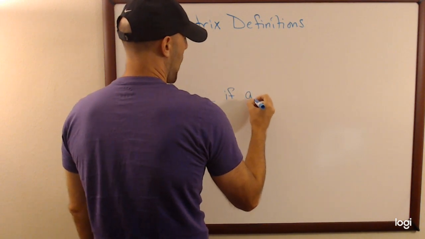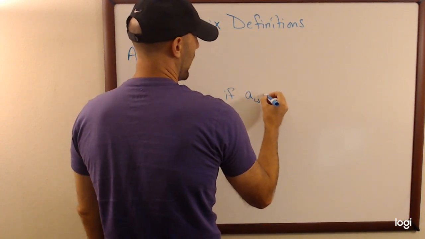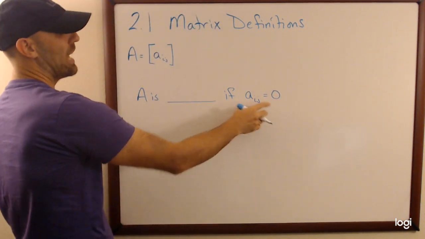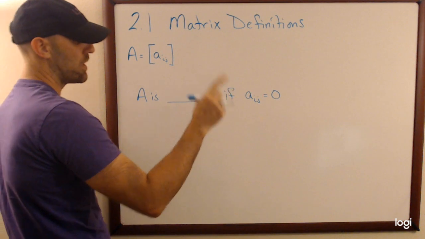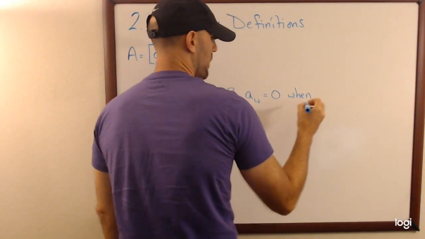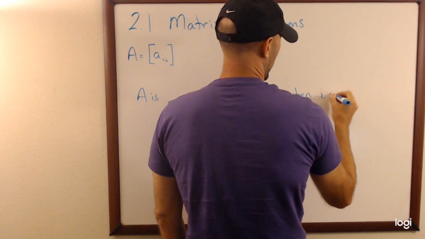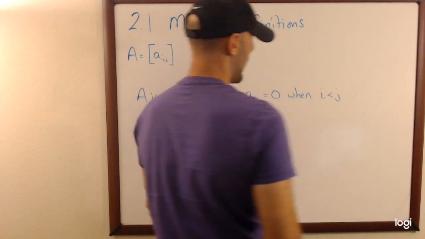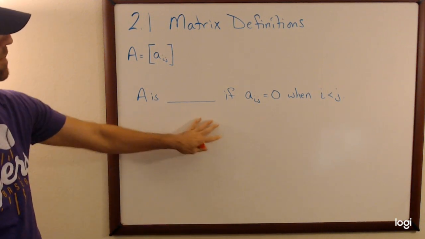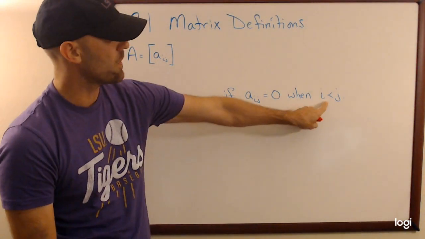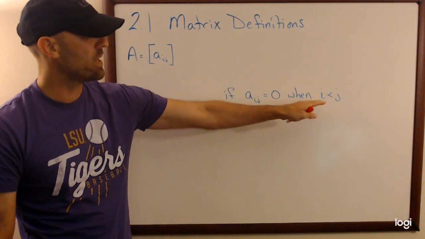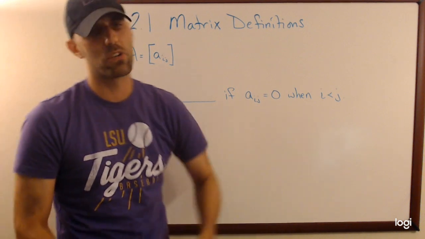If A sub ij equals 0, so this is referring to individual elements, right? So specific elements are going to equal 0 when, I'm going to give you a condition, when i is less than j. So what I'm saying here is, suppose I have a matrix where the row index is less than the column index. And every time the row index is less than the column index, those values are all 0.